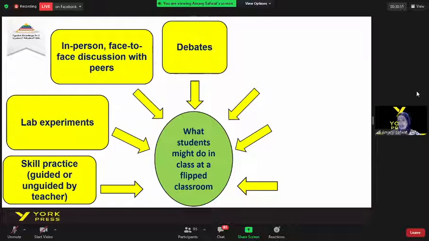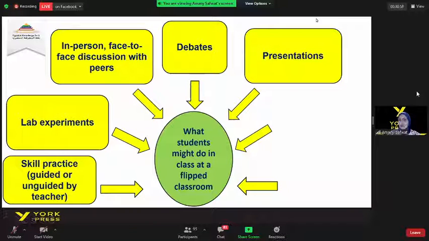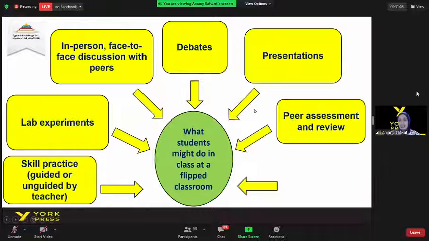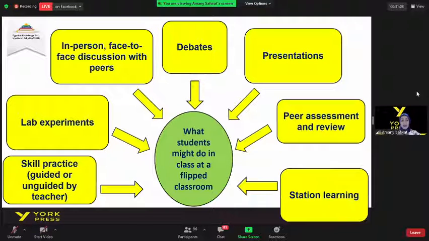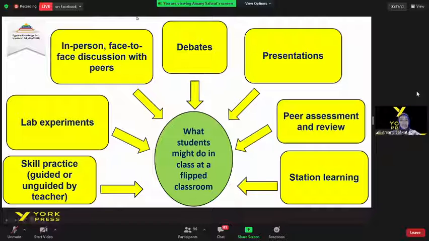Okay, they can have debates inside the classroom. They can also, as I think Mr. Muhammad said, do the presentation. And then they can have peer assessment and review. And also they can have station learning. Station learning, as a quick definition, is moving to different places to learn. So they can learn in the language lab. Maybe if they are learning something related to science in English, they can go to the language lab, or they can move to another classroom in order to talk to other students and so on.